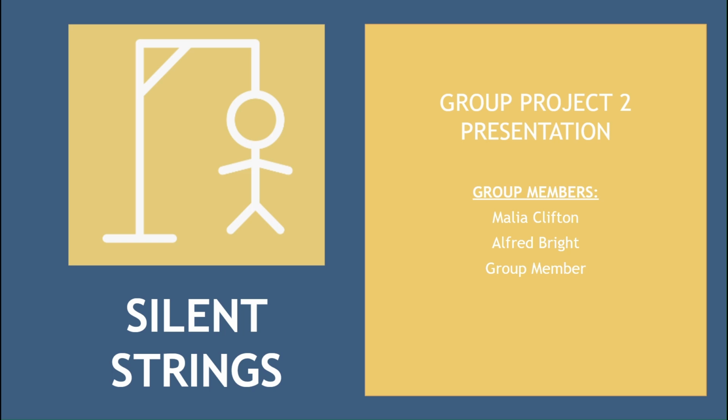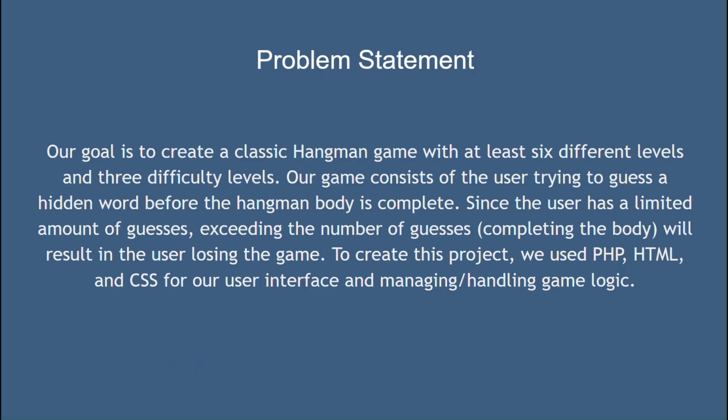Project 2 presentation on our Hangman game called Silent Strings. Our goal was to create a classic Hangman game with at least 6 different levels and 3 different difficulty levels. Our game consists of the user trying to guess a hidden word before the Hangman body is complete. Since the user has a limited amount of guesses, exceeding the number of guesses or completing the body will result in the user losing the game.